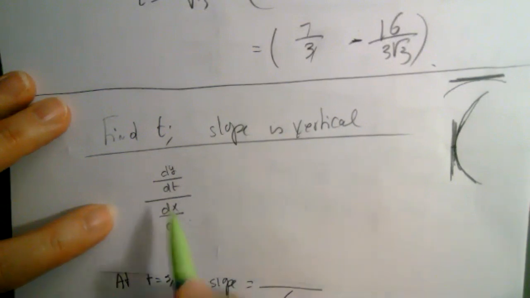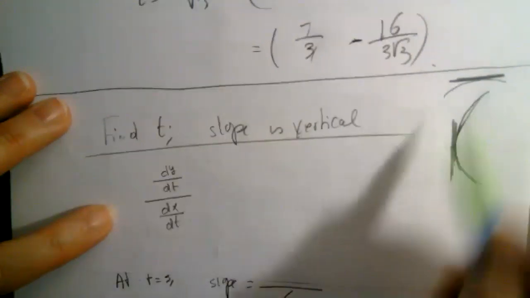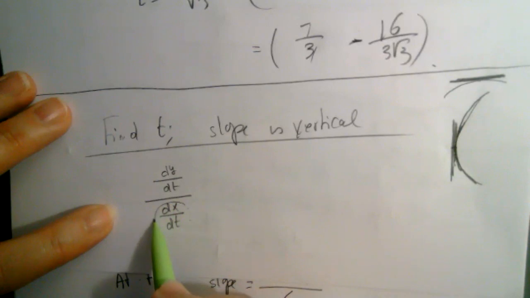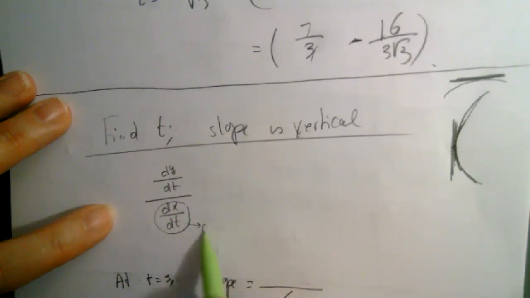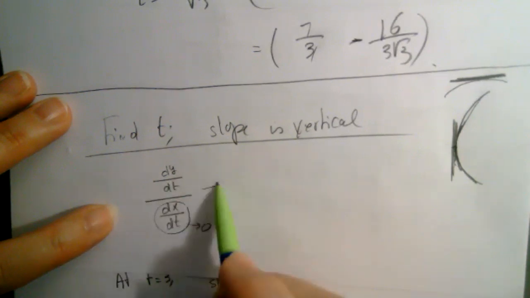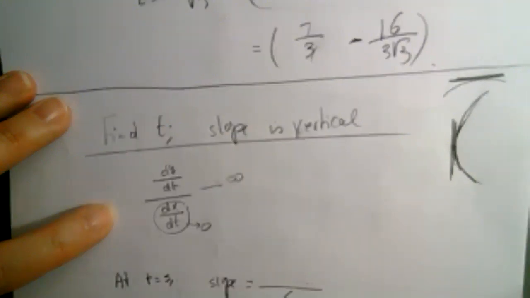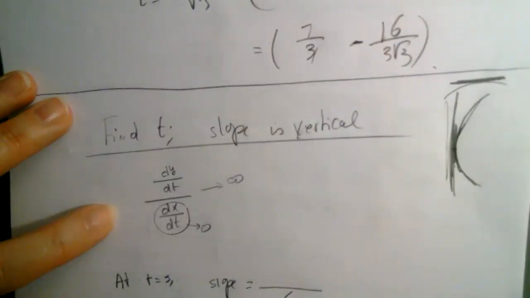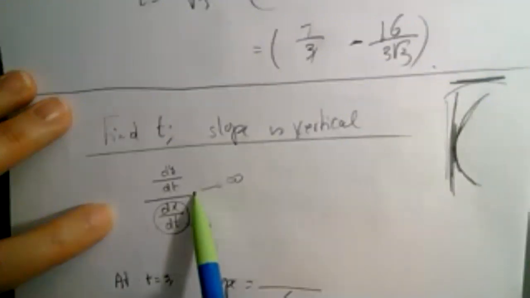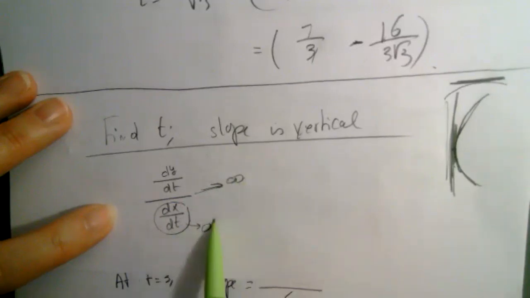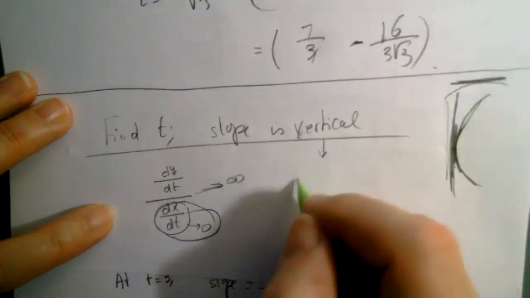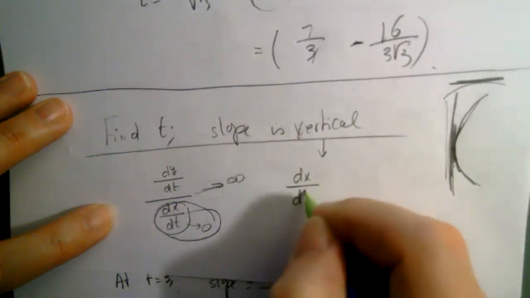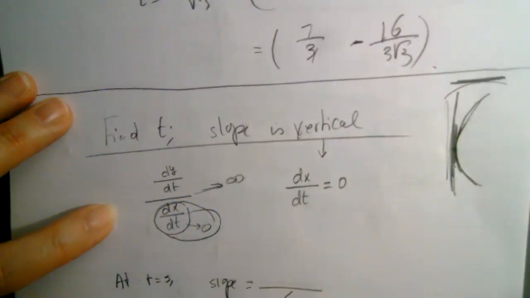Okay, so the slope is going to be vertical when this goes to 0, because when this becomes close to 0, the slope is going to blow up to infinity. What does it mean the slope goes to infinity? It means the slope is a vertical line. Another way to think about it: the slope goes to infinity exactly when dx/dt equals 0. So the slope is vertical when dx/dt is equal to 0.